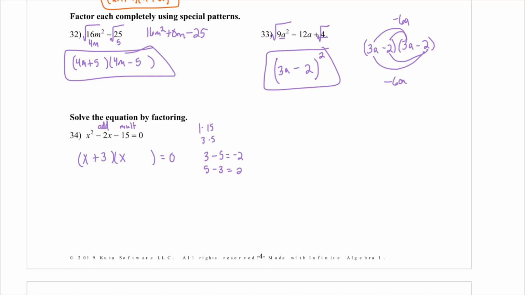So we're going to put plus 3, and we're going to put minus 5. Now, this is different than what we were doing before because it says solve and it says equal 0. So we need to go a step further and say, what value for x makes each of these parentheses 0? Because either 0 times this equals 0, or this times 0 equals 0. And so we're essentially trying to figure out what would make either of those situations happen.